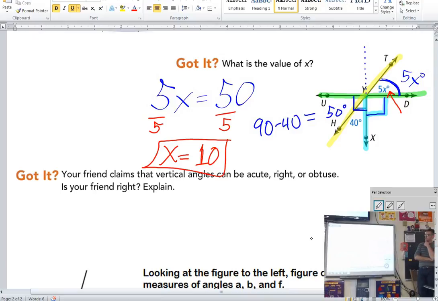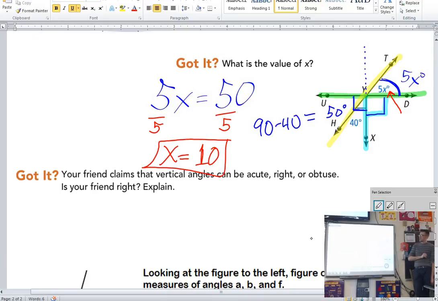Any questions on how we did that? I'm going to review the process really quick. This was 90 together. Since it's composed with two angles, I can find my unknown by using what I know. We then relate vertical angles are equal, use our algebra to solve. Any questions?